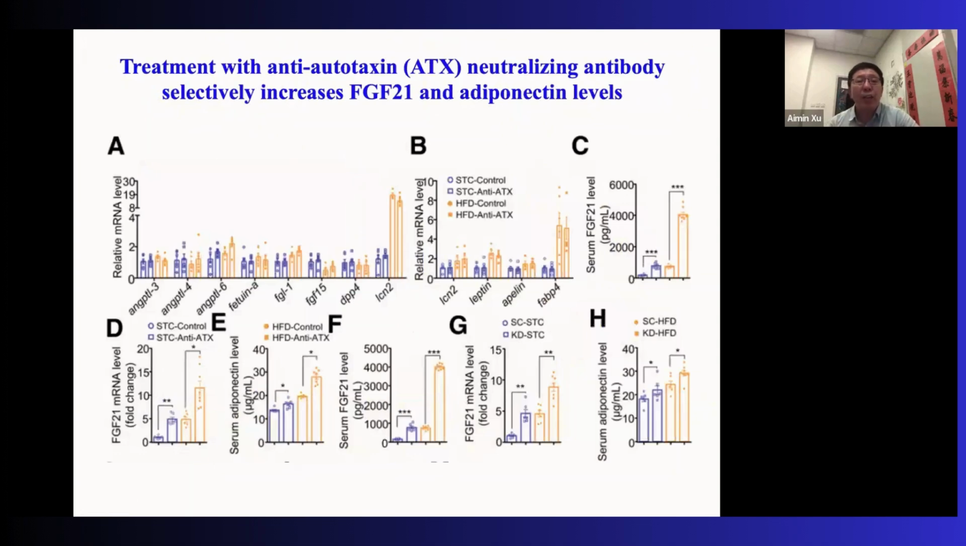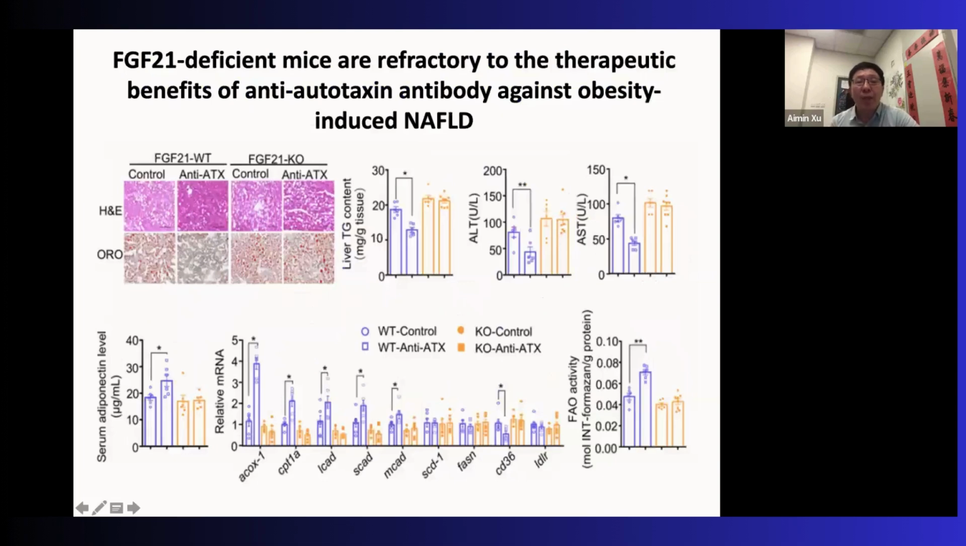Mechanistically, we find that if we neutralize autotaxin, this can increase FGF21 selectively in the liver tissue, and adiponectin. We measured all these different hepatokines and adipokines, including angiopoietin-like protein 3, 4, 6, fetuin A, FGF1, DPP4, lipocalin 2, and so on, and there was no change. But we see a marked increase in serum FGF21 level after autotaxin antibody treatment. The mRNA expression in the liver tissue is also increased dramatically, and adiponectin is also increased.